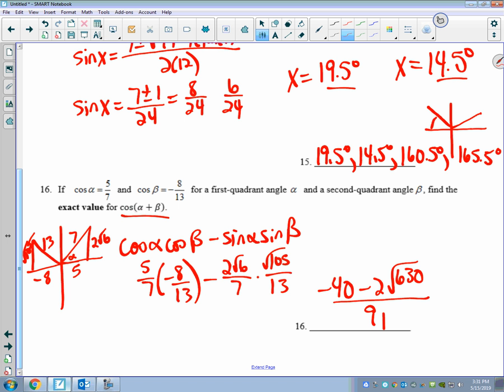And then I think we actually could break up that 630, right? 630 divided by 9 is 70. So that would really be like 9 and 70. So I think it would be better to say negative 40 minus 6 square root of 70 all over 91 would be the exact answer.